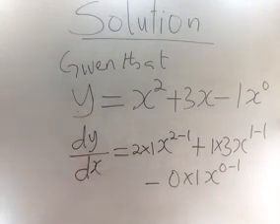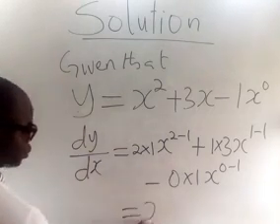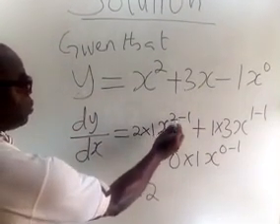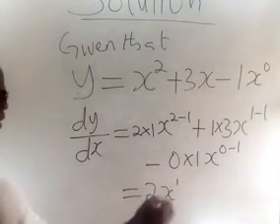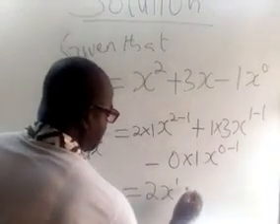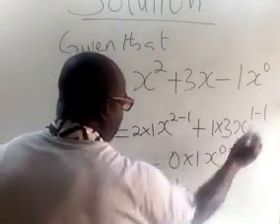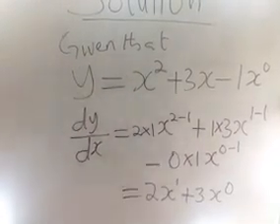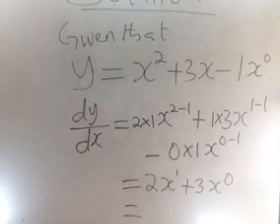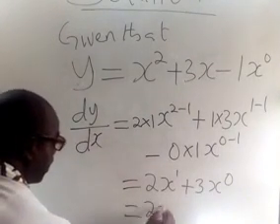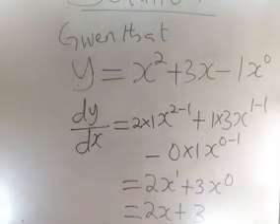Then we can simplify further. 2 times 1 is 2. Then 2 minus 1, we have x raised to power 1. Then here we have 1 times 3, that is plus 3, and x raised to power 1 minus 1 will be 0. And finally, we have our answer. x raised to power 1 will be x. It will now be 2x plus 3. Thus, any number raised to power 0 is equal to 1.